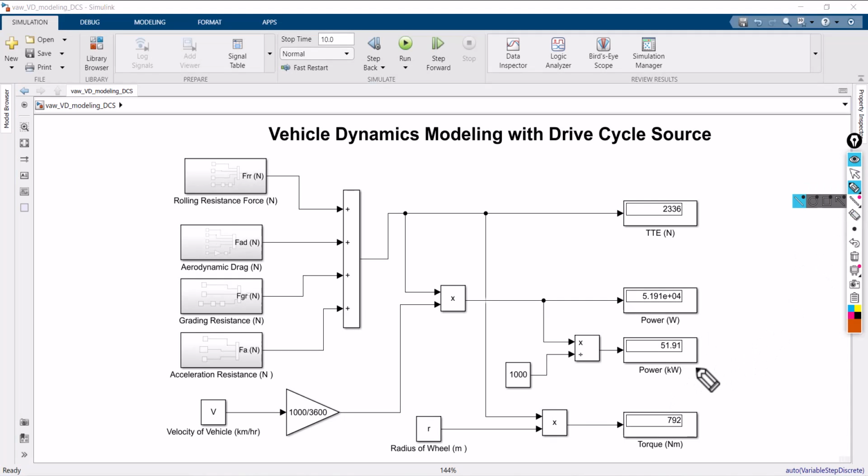for 7 degree of slope, you can see that the power requirement is increased from 9 kilowatts to 51.91 kilowatts. That's why the vehicles are costly. If you go to upper rates. Okay, so this is nothing but a vehicle dynamics modeling.